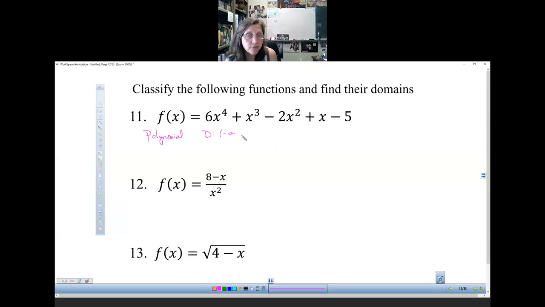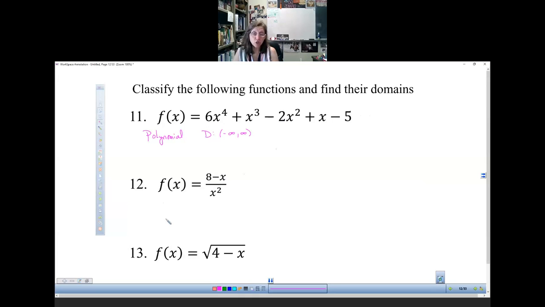So negative infinity to positive infinity is just our interval notation for all real numbers. And that's it. If you see a polynomial function, you throw a little happy dance party and say, domain, all real numbers, I don't have to do any work. My favorite, number 12 is a rational function.